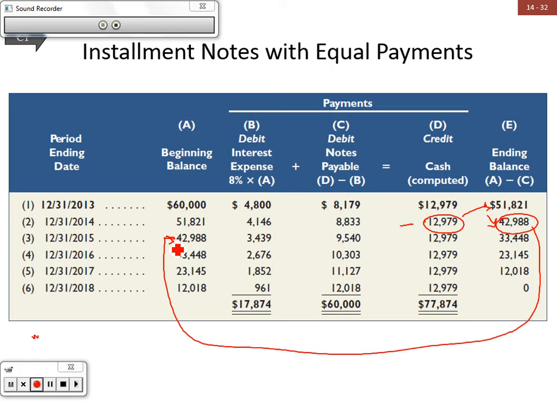Now, taking $42,988 and multiplying that by that 8% gives us a new interest payment for the year of $3,439. That $3,439 being subtracted from the $12,979 payment equals the principal portion of $9,540. When we subtract $12,979 now from this $42,988, we get a new principal balance of $33,448. Everybody got it, right?